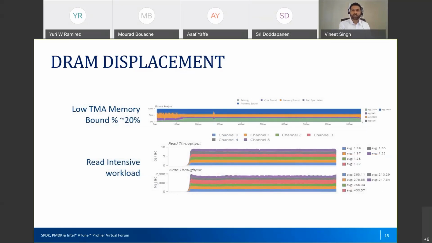Let's look at an example. Again, these graphs are from Platform Profiler. Platform Profiler gives you the TMA metric in a nice single graph where different types of bottlenecks are stacked one on top of each other. So as you can see, this particular application is around 20% memory bound, which satisfies our criteria of less than 30%. And when we look at the read-write ratio, you can see that this is a read intensive workload. So this is a nice workload where you can replace some of your DRAM with PMEM and see comparable performance on the memory mode system.